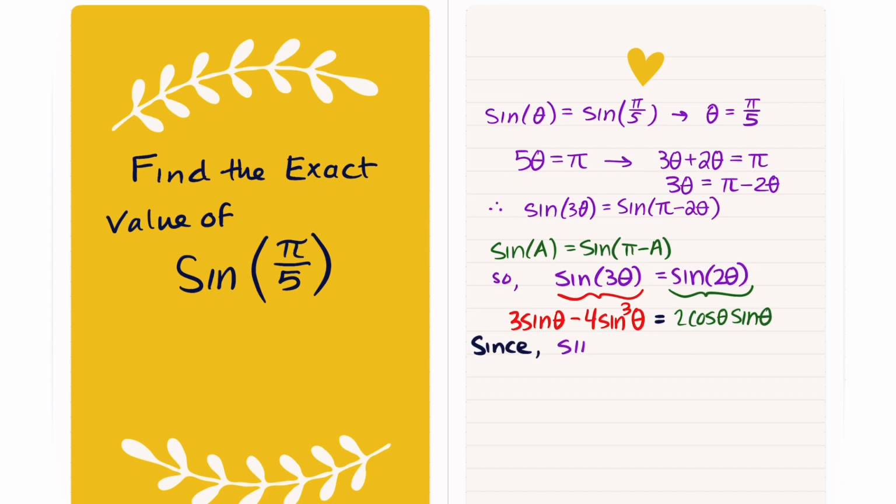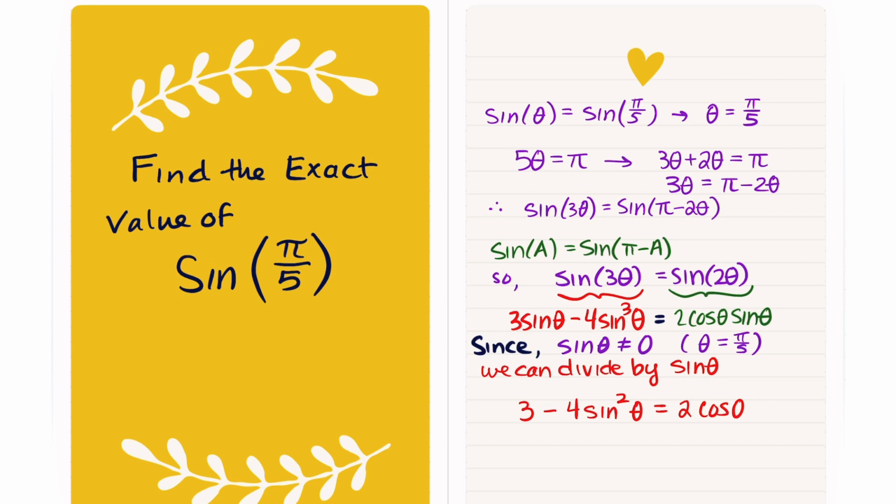Now, because sine of theta is not equal to 0, because theta is equal to pi over 5, we are free to divide by the sine of theta in this equation, thus simplifying the equation for us. So that'll give us 3 minus 4 sine squared theta equals 2 cosine theta. Next, we're going to employ another trigonometric substitution, a Pythagorean trigonometric substitution, and for sine squared we're going to replace it with 1 minus cosine squared.